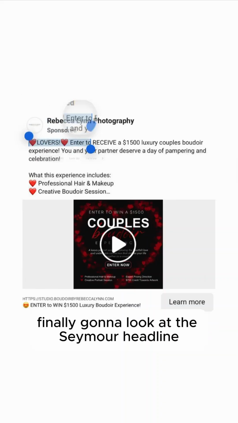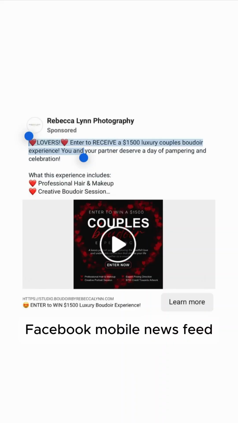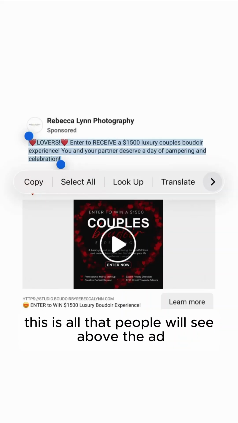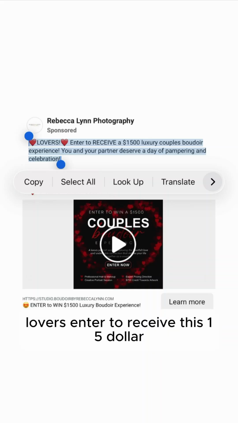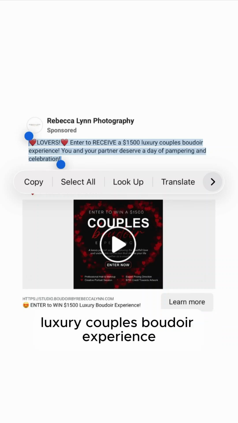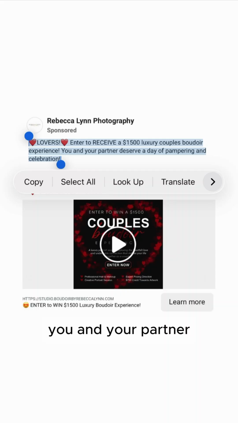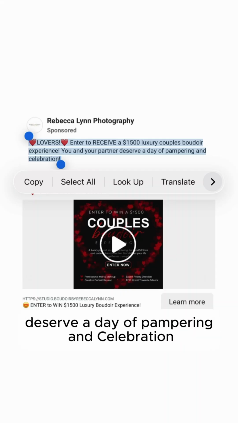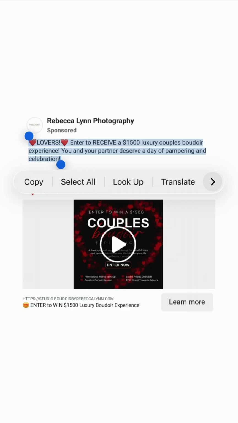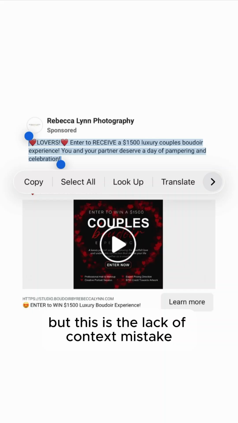Finally, we're going to look at the See More headline, first 2 3/4 lines, Facebook mobile news feed. This is all that people will see above the ad. They won't see any other text. Lovers, enter receive this $1,500 luxury couples boudoir experience. You and your partner deserve a day of pampering and celebration. All right, so yeah, we got a little bit of context here, but this is the lack of context mistake.